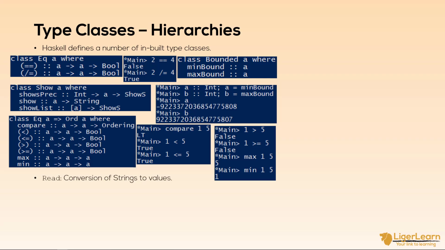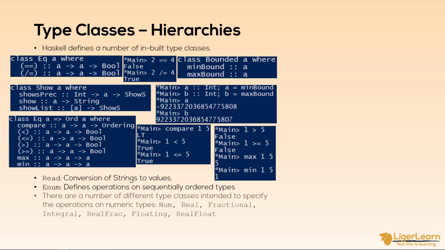The Read type class is essentially the opposite of Show. Whereas Show takes a value and returns its string representation, Read takes a string and returns its value representation. The Enum type class defines operations on sequentially ordered types. So since Int defines an instance for this type class, I can ask for the successor of a value. So I could ask for the successor of 4 and get 5, and the successor of 5 and get 6, etc.